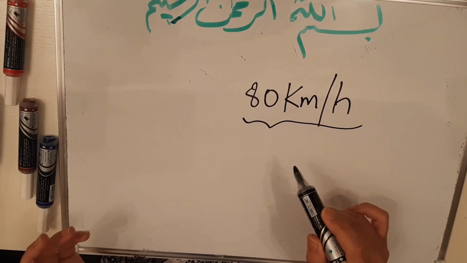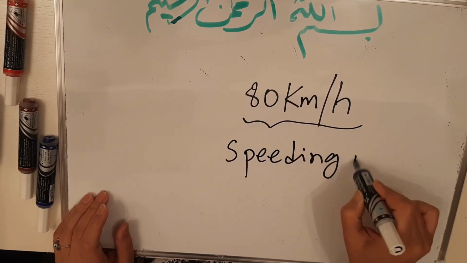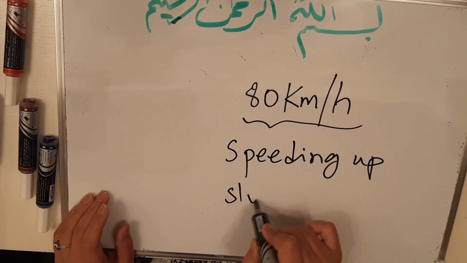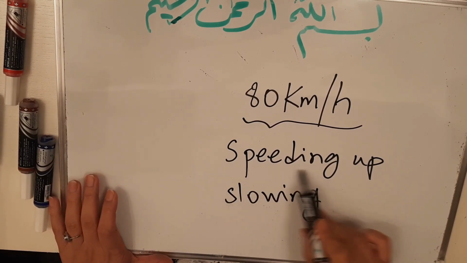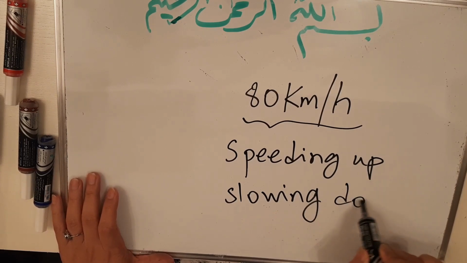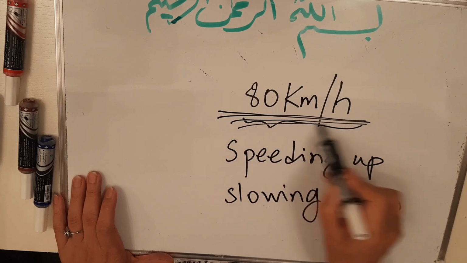So that means you're not speeding up. You're not speeding up or slowing down. You are moving at a constant speed. You're not speeding up or slowing down because there is no change. You are moving at just 80 kilometers per hour.